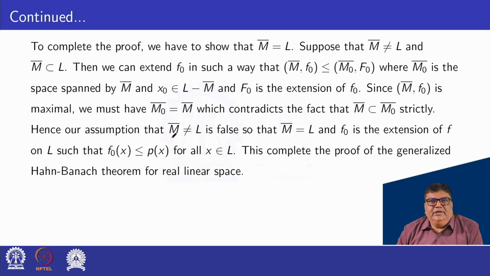Hence, our assumption that M bar is not equal to L is false. So M bar is equal to L and f0 is the extension of f on L, such that f0 of x is less or equal to p of x for all x belonging to L. This completes the proof of the generalized Hahn-Banach theorem for a real linear space.